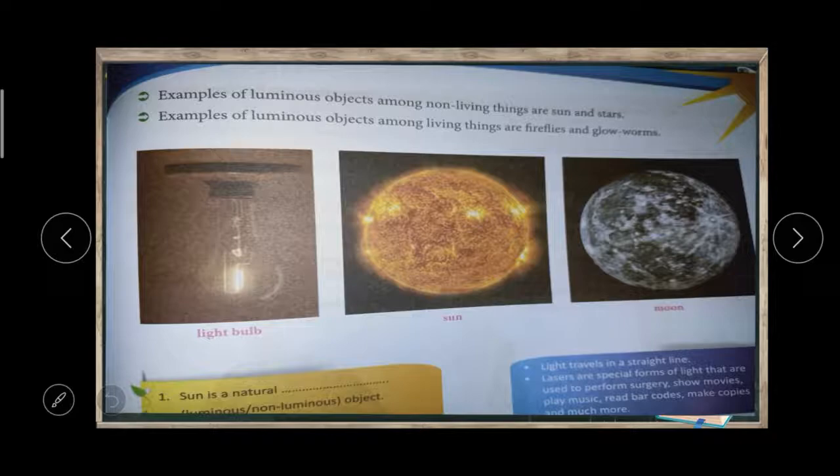Okay, so if you want to know about the glowworms, ask your parents. Okay, your parents knew about the glowworms.